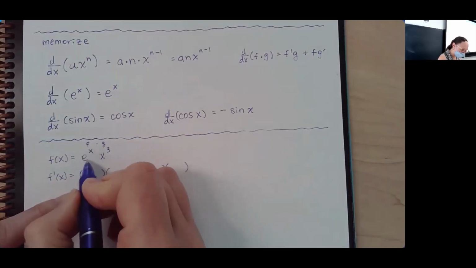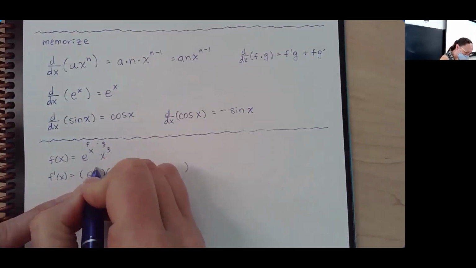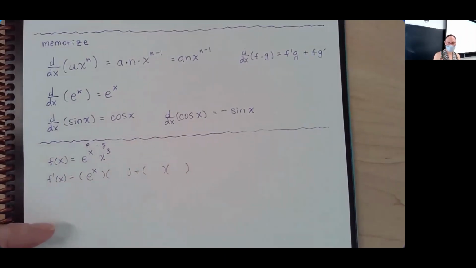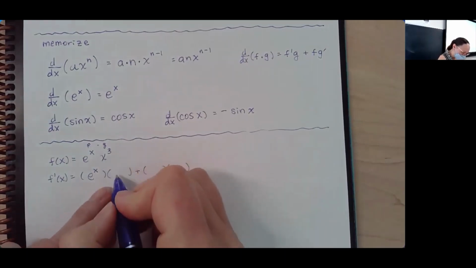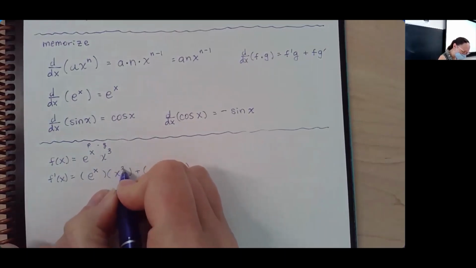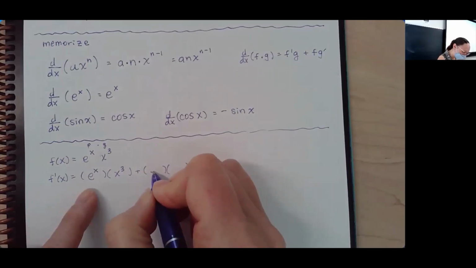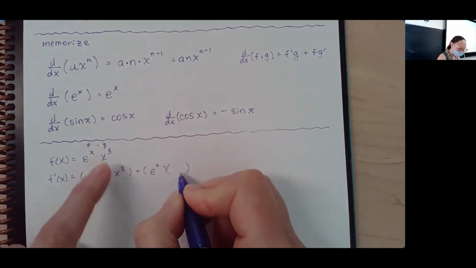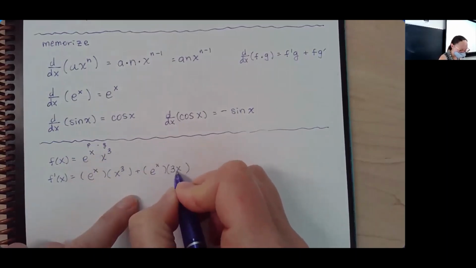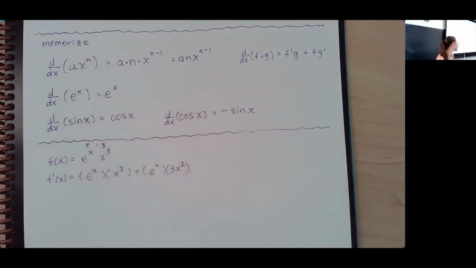So the derivative of e to the x is e to the x. Again, we're going to memorize that. Then we'll leave the x cubed alone. Then I'm going to leave the e to the x alone and take the derivative of x cubed, which is 3x squared. Good times.